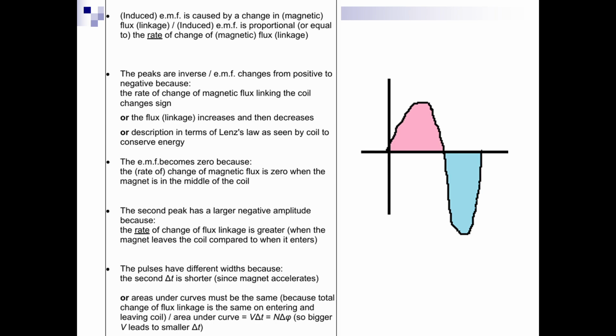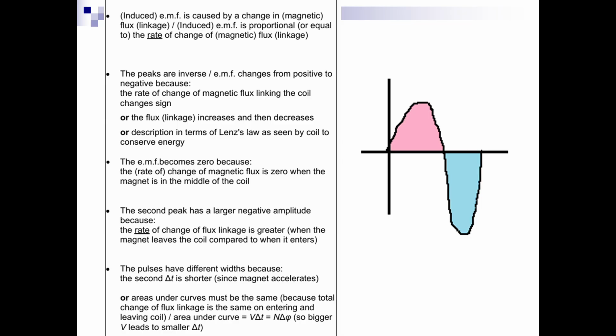So let's have a look at the mark scheme. The induced EMF is caused by the change in magnetic flux linkage. The EMF is proportional to the rate of change of magnetic flux linkage. The peaks are inverse, meaning that one is the opposite of the other. So the EMF changes from positive to negative, because the rate of change of magnetic flux linking the coil changes sign.